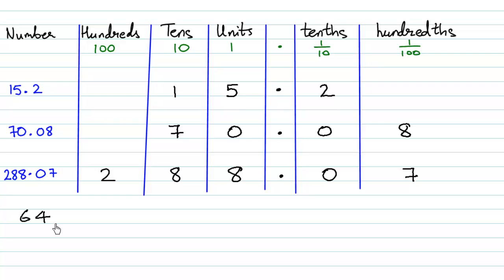So how shall you be writing 64 under such a place value table? So we know 4 is the units place. So we shall be writing 4 under the units place and 6 under the tens place. Okay. And there will be no number in the hundredths place and no number over here also.